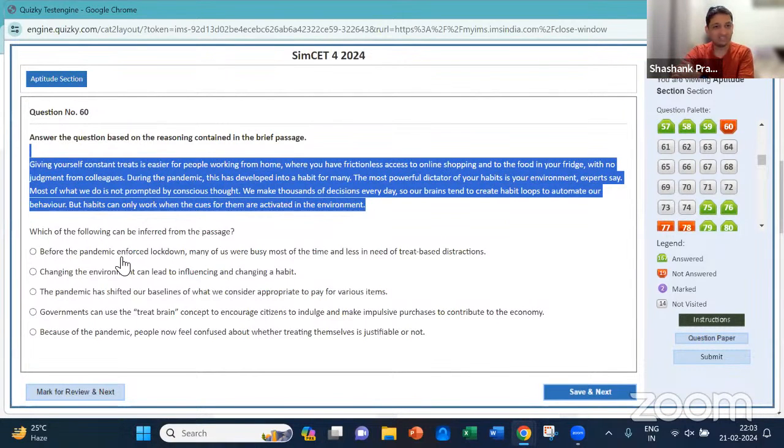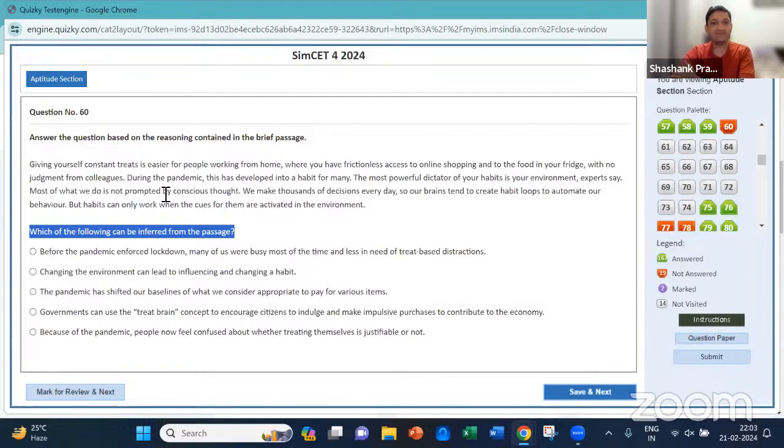Yeah, this is Atomic Habits kind of a thing. Before the pandemic, many of us were busy most of the time and less in need of treat-based distractions. Yeah. Nice option. Changing the environment can lead to influencing and changing a habit. Okay, again a nice option. Pandemic has shifted our baselines of what we can. It's not about pay. Government's can use is too far-fetched. Because of the pandemic, people now feel confused about whether treating is justifiable or not. नहीं, वो confusing नहीं है. So 1 and 2 ही है.